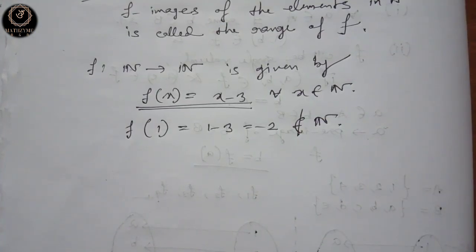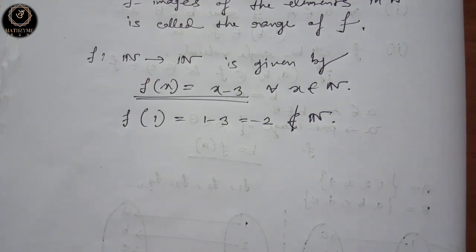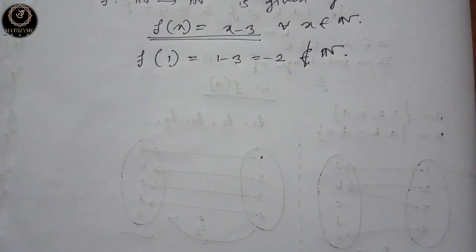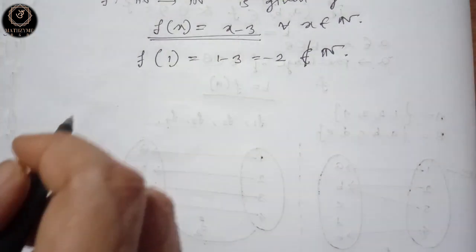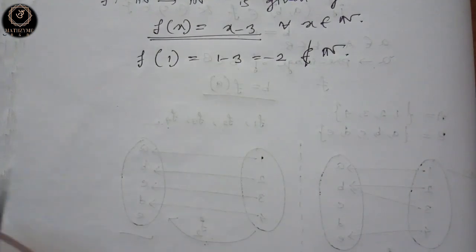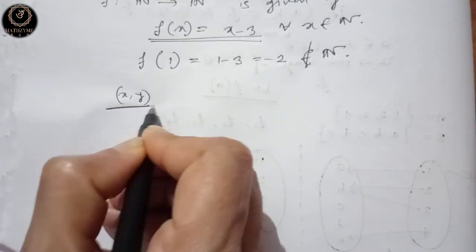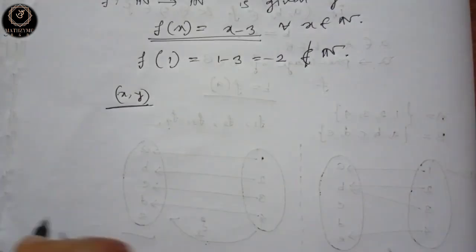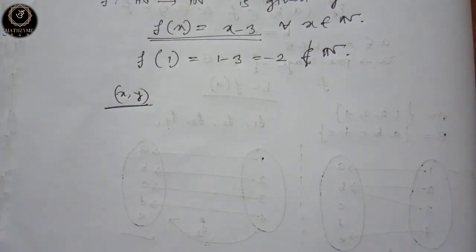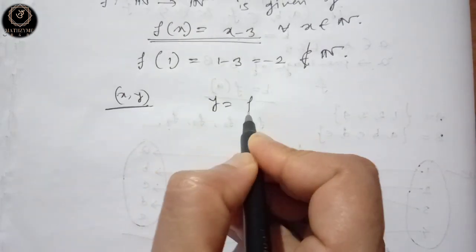Now, let us introduce the function as a graph. What is a graph? The curve obtained by plotting all the ordered pairs (x, y) corresponding to a given function f, where y equals f(x), is called the graph of the function y equals f(x).